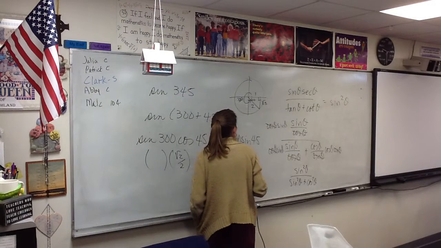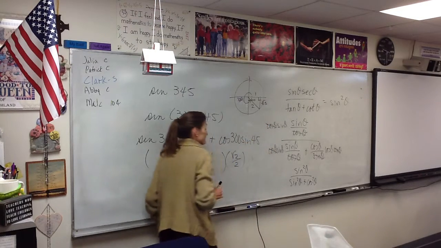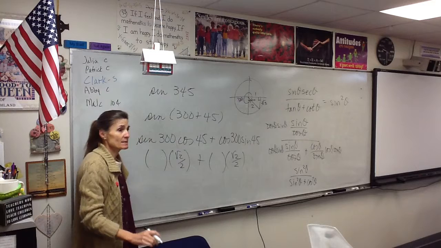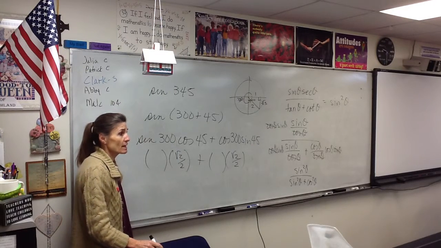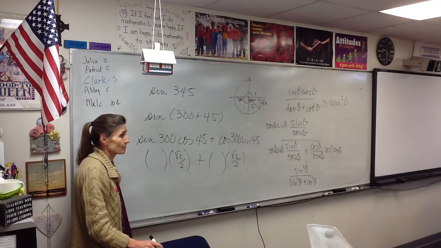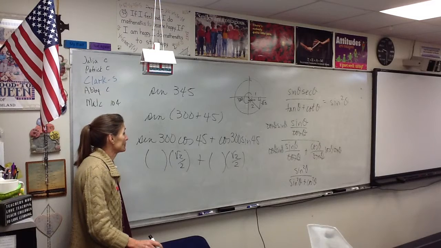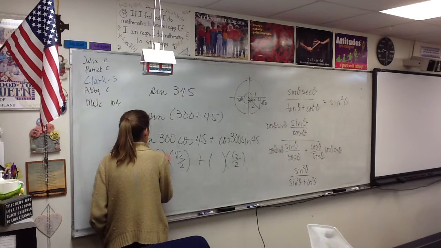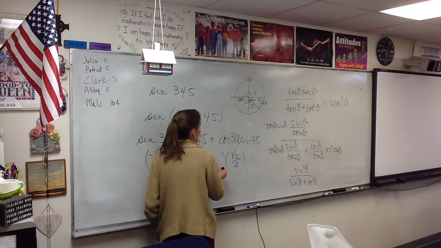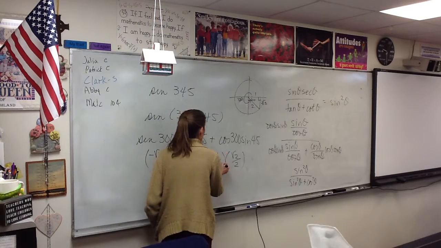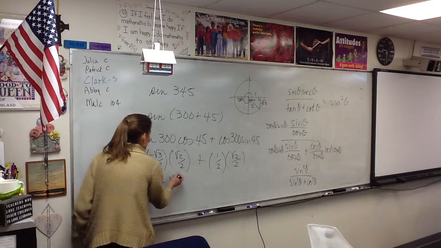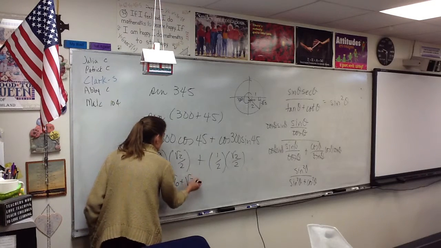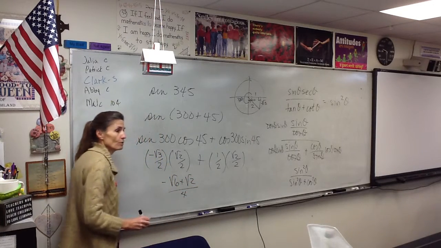Anything negative, root 3 is negative. That was the biggest mistake made yesterday. You left your negatives out. What's the sine? Negative root 3 over 2. And your cosine? 1/2. So our answer is negative root 6 plus root 2, all over 4.